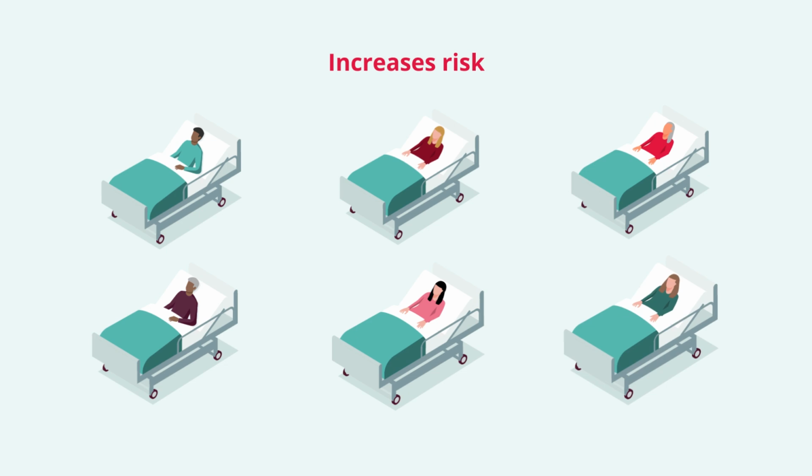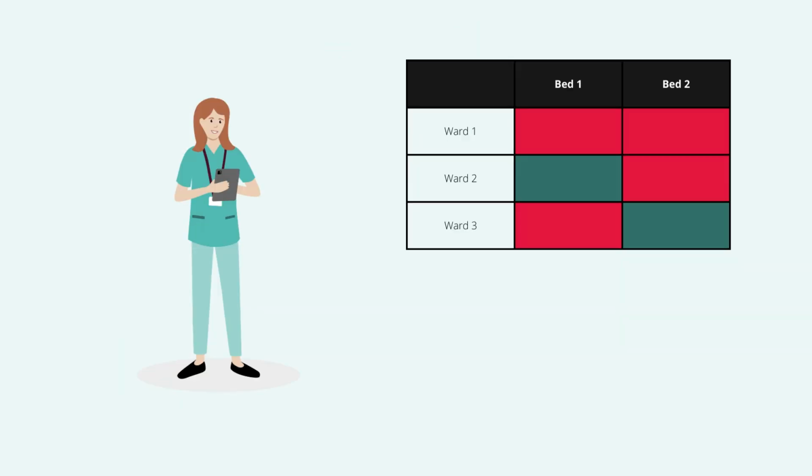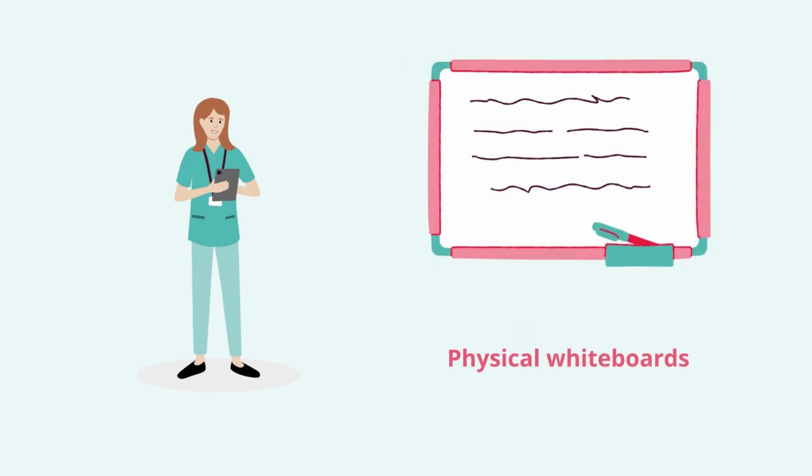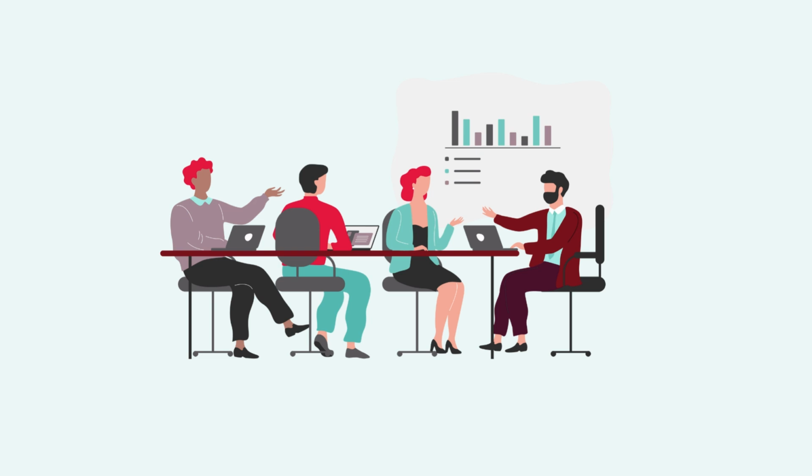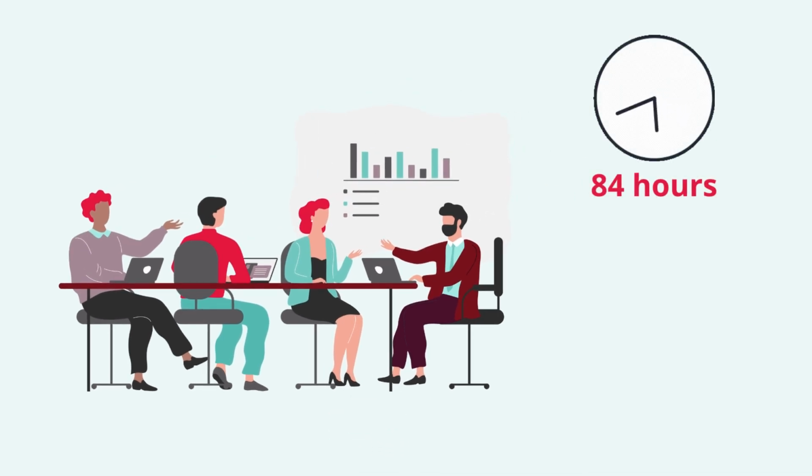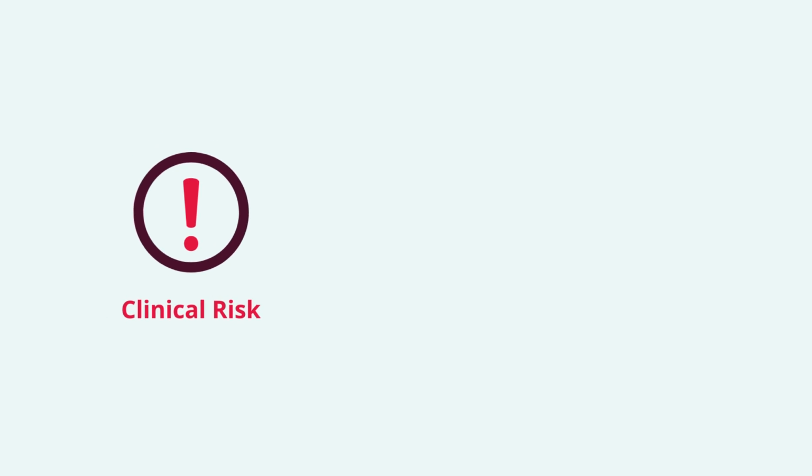Typically, the capacity of each ward in a trust is kept in spreadsheets and on physical whiteboards that are updated 3 times a day. This information is provided through meetings, normally including 6 clinicians for 2 hours every day. That's using 84 hours of clinical time every week. Not only is this inefficient for clinicians, the use of spreadsheets creates clinical risk due to information going out of date and not being in a central location.